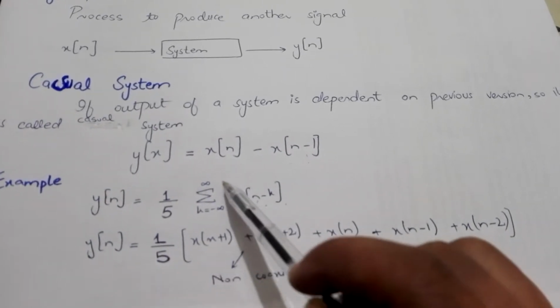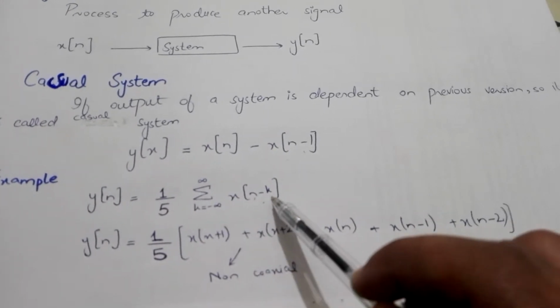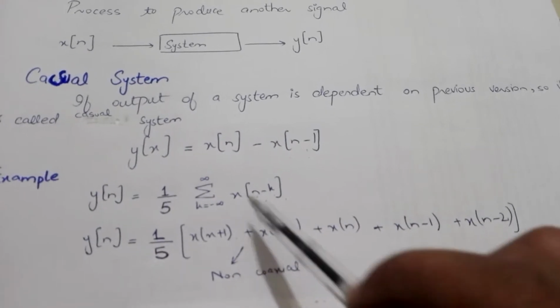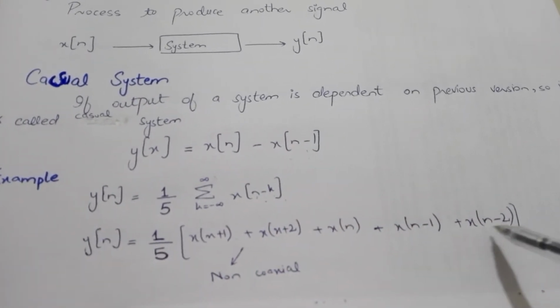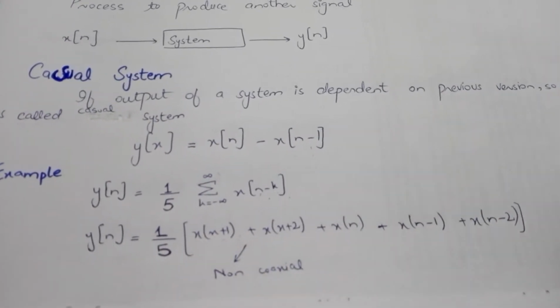Now we open the summation. When we put a negative value, it becomes plus, like x(n+2), x(n+1), and when we put a positive value, it becomes n-1, n-2. So because of the plus values, it is a non-causal system.